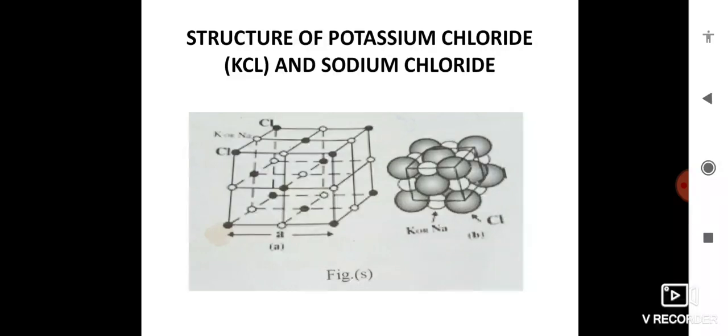Then why is KCl called a simple cubic structure? See, this is the explanation related to the KCl crystal.